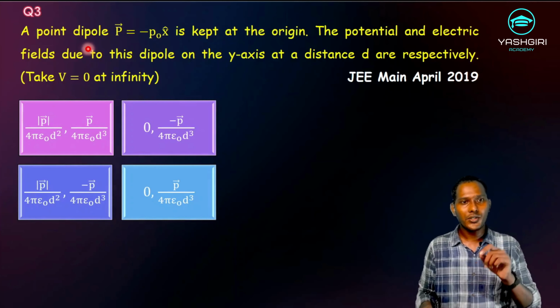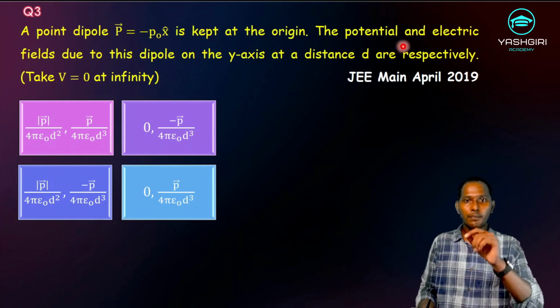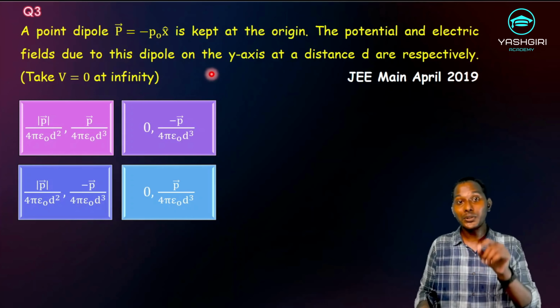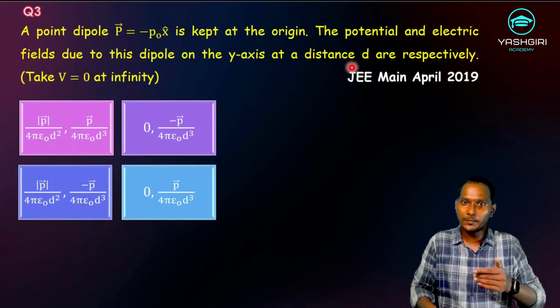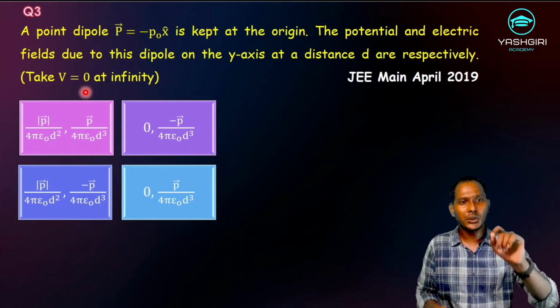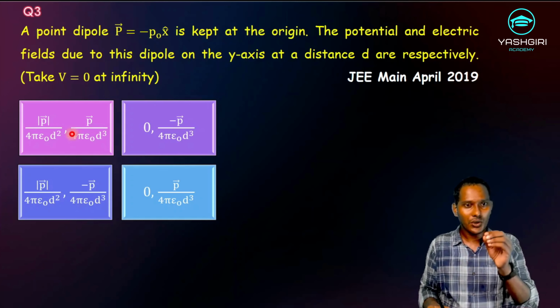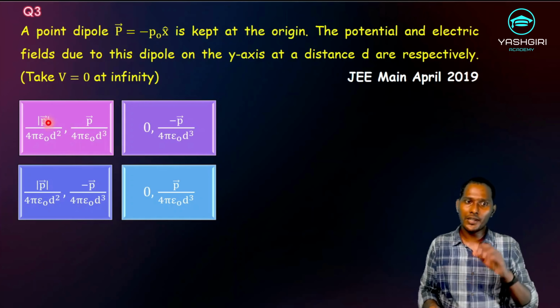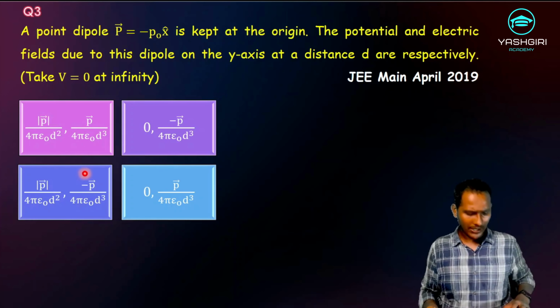Now here in this question, students, a point dipole vector P is equal to minus P naught x cap, kept at the origin. The potential and electric fields due to this dipole on the y-axis at a distance d are respectively what? And we have been told to take the electric potential to be 0 at infinity. In each of these options, we are given the electric potential and electric field. So let us quickly see that.